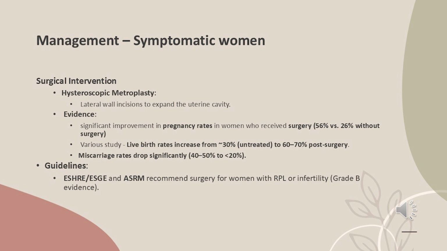Surgical intervention is very much warranted with hysteroscopic metroplasty, where lateral wall incisions are given to expand the uterine cavity. The evidence shows that the pregnancy rate increases following surgery to up to 56%, the live birth rate also increases to 60 to 70% post surgery, and the miscarriage rate also drops significantly to less than 20%. So the guidelines also say that symptomatic women, that is with RPL or infertility, need hysteroscopic metroplasty.